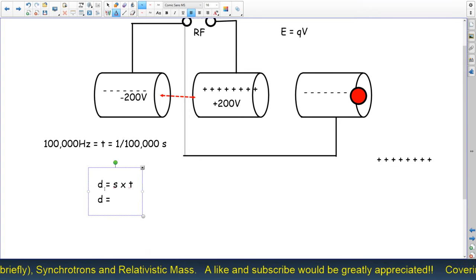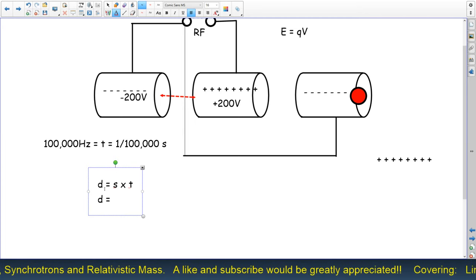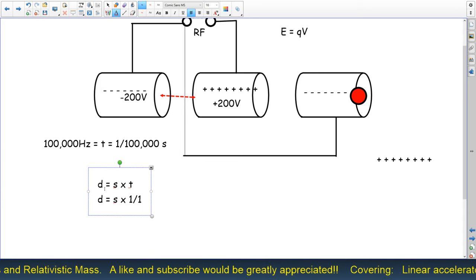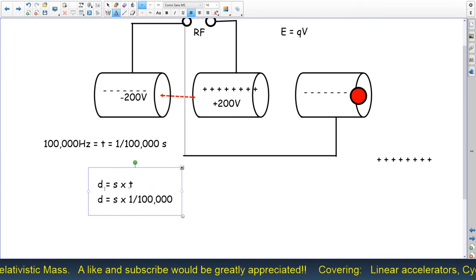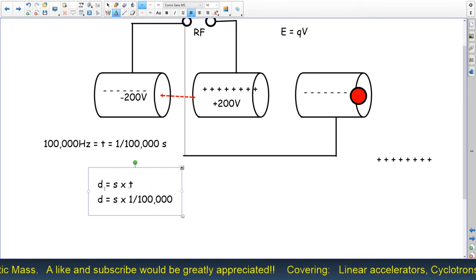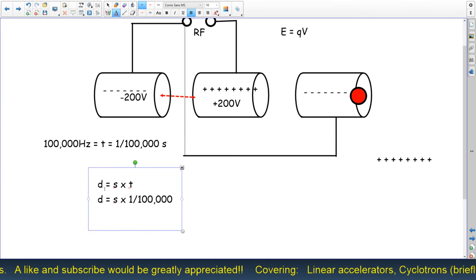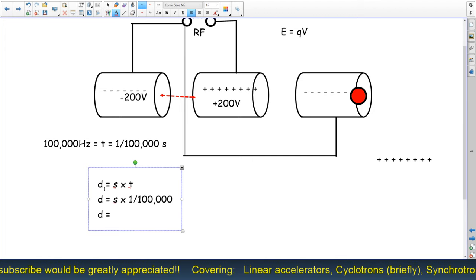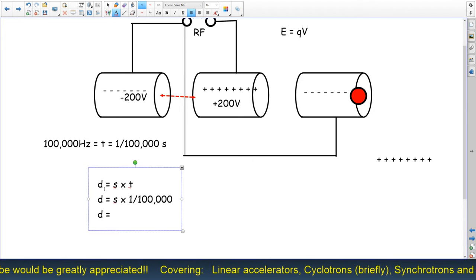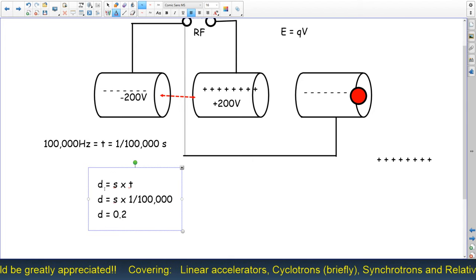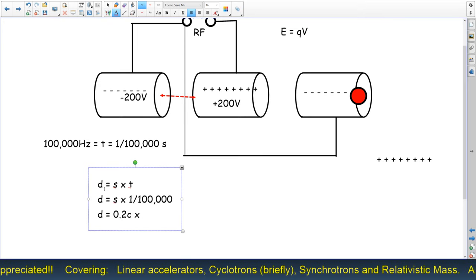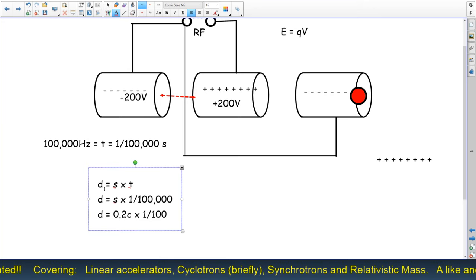So the distance, or the length of my drift tube, has to be whatever my speed is, multiplied by 1 over 100,000. Now that would be quite nice, actually. You're thinking, well, our length is just our speed divided by 100,000. The issue is, say we want to go at 20% the speed of light, so 0.2c times 1 over 100,000.